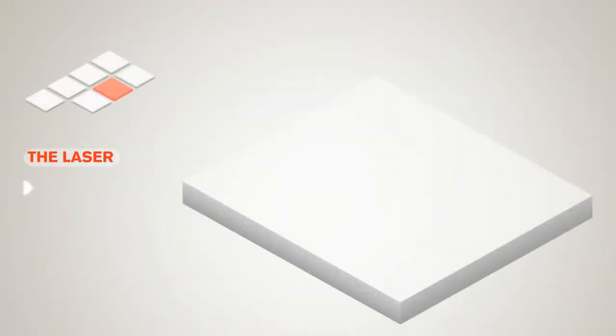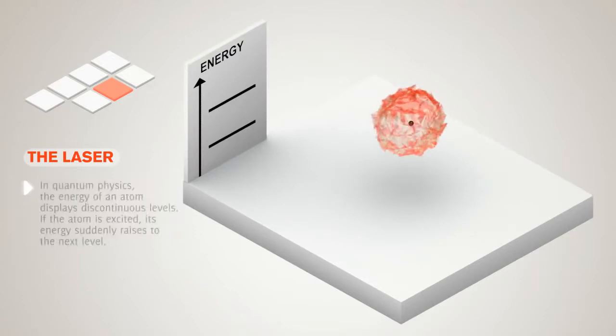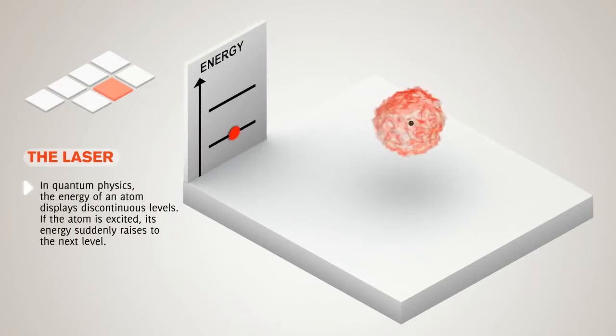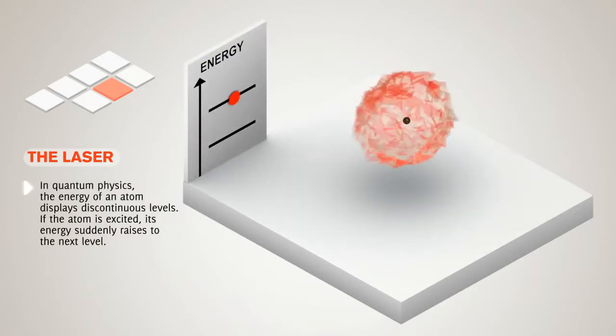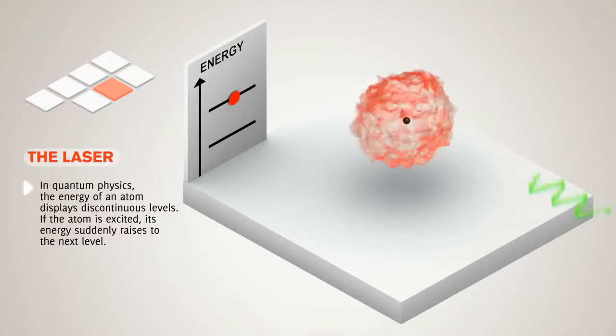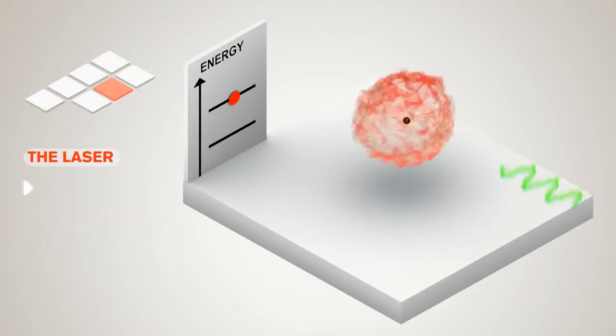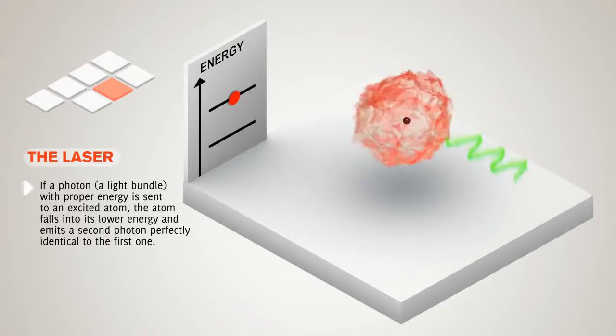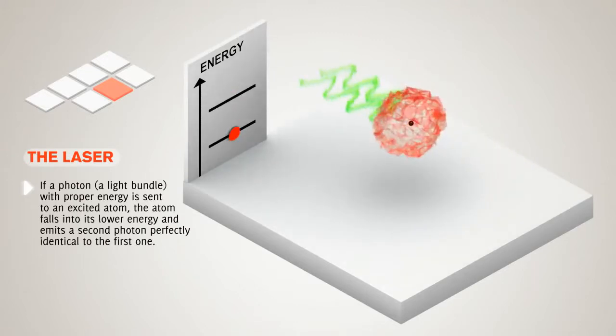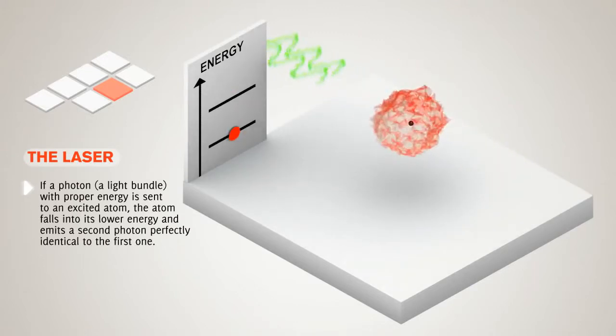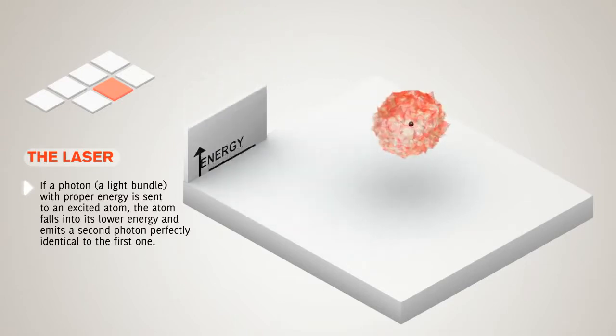In quantum mechanics, the energy of an atom is quantized, which means it's represented as discontinuous levels. Once the atom is excited, its energy rises to the next level. If a photon with the proper energy is sent to an excited atom, the atom will fall into the lower energy and it will emit a second photon perfectly identical to the first one.